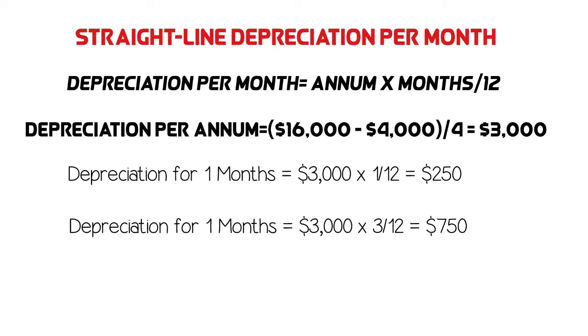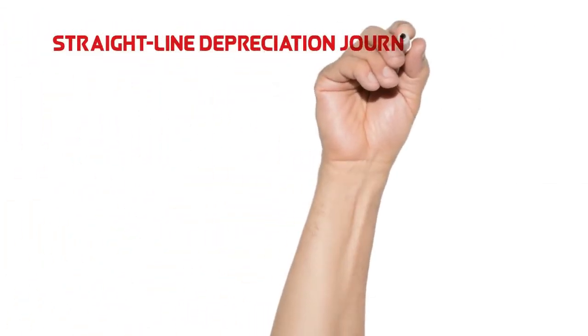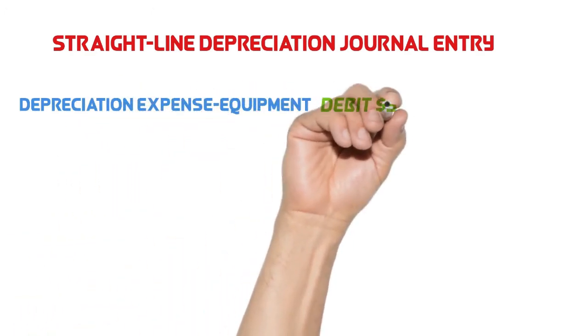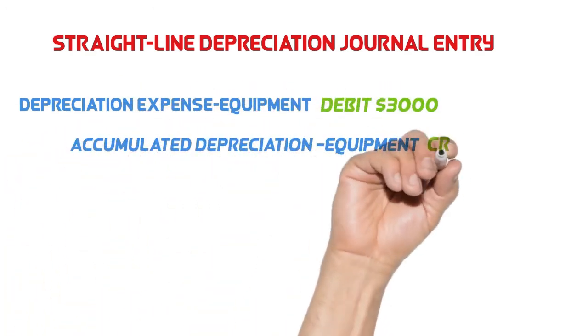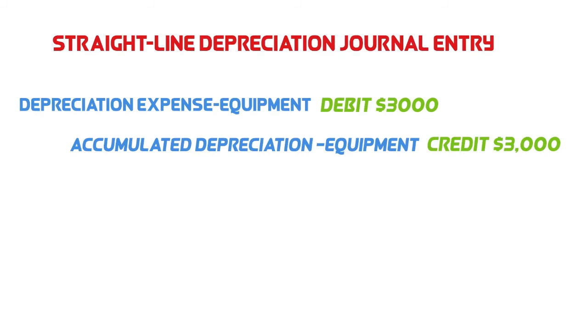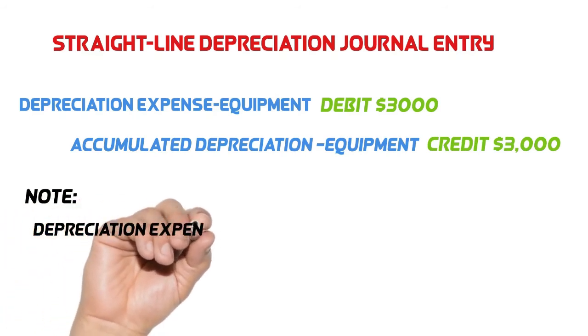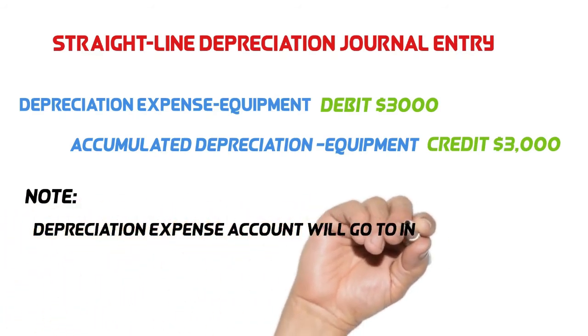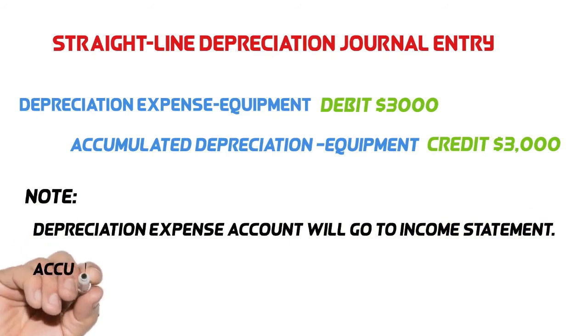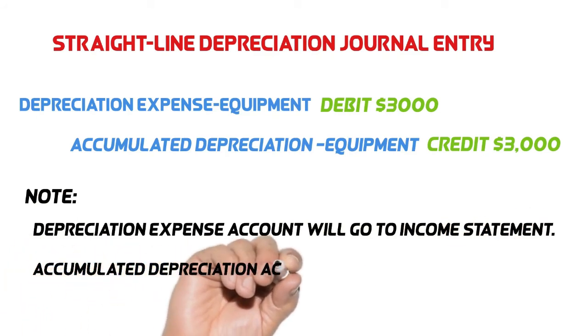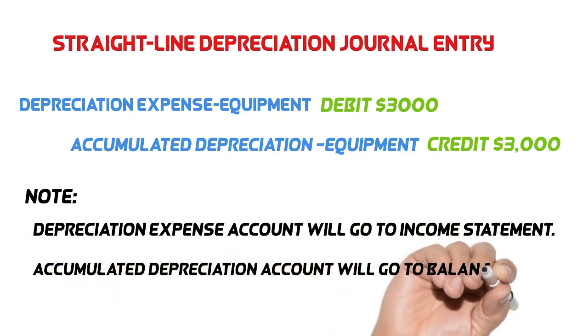We will make the straight line depreciation journal entry as follows. Depreciation expense, equipment, debit $3,000. Accumulated depreciation, equipment, credit $3,000. Here the depreciation expense account will go to the income statement. It will be deducted from sales to get profit. On the other hand, the accumulated depreciation account will go to the balance sheet to reduce the cost of assets, because accumulated depreciation is a contra asset account.